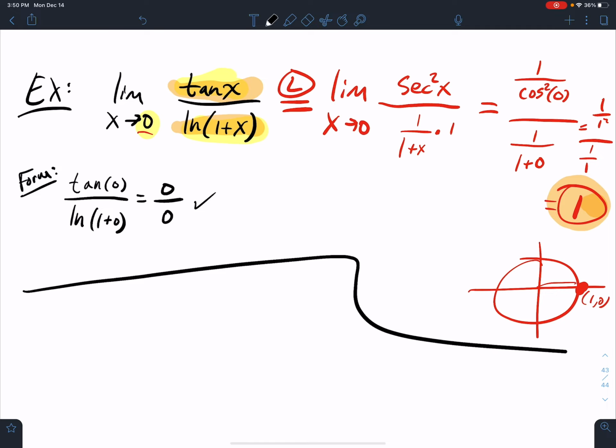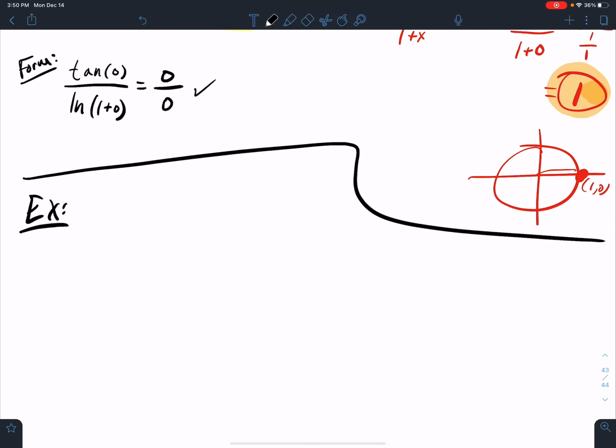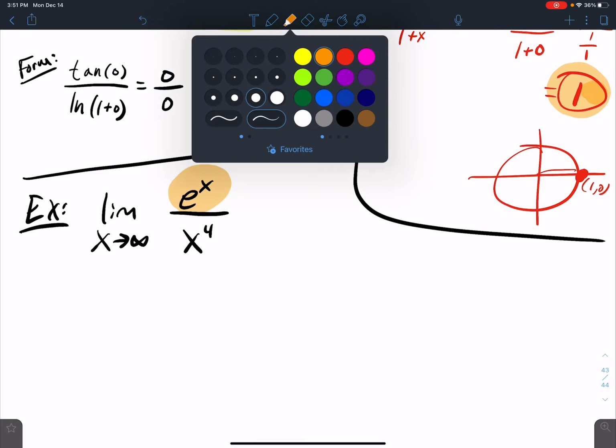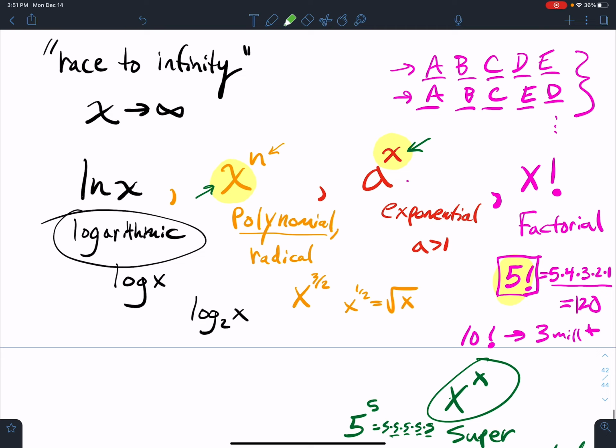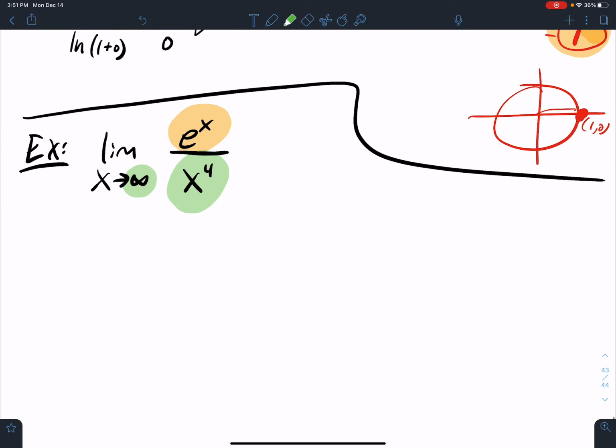Now, let's try another one. Let's do an infinite limit: the limit as x goes to infinity of e to the x over x to the 4th. There are two ways you can do this. One, you can note that the numerator is an exponential and the denominator is a polynomial. Since we're traveling to infinity, an exponential travels quicker than a polynomial, so the numerator is going to get bigger faster. So I know my final answer should be infinity. But let's use L'Hopital to figure it out.